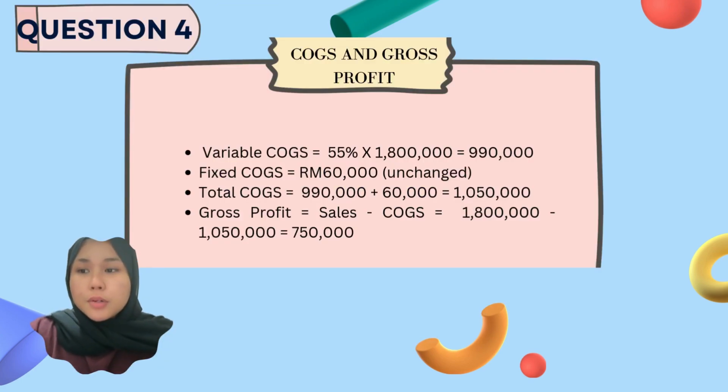And then for COGS and gross profit, we will find the variable COGS. We will get 950,000, fixed COGS 60,000, and then we will get a total of 1,010,000.